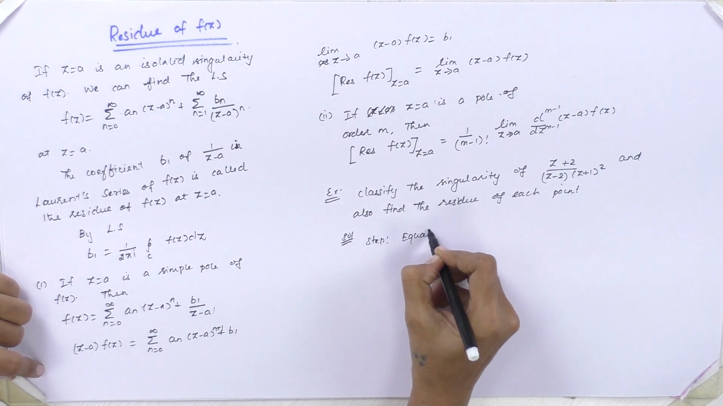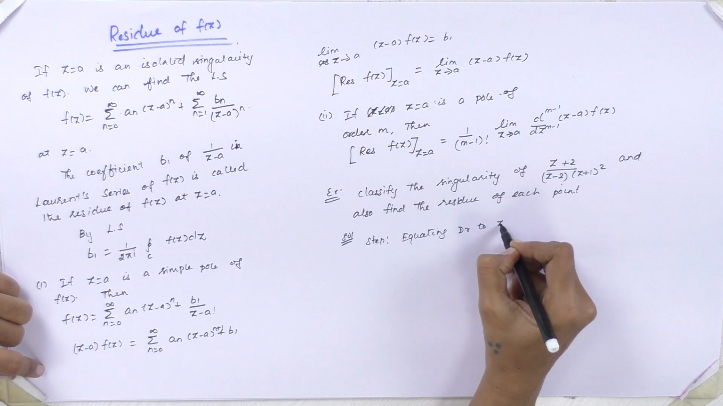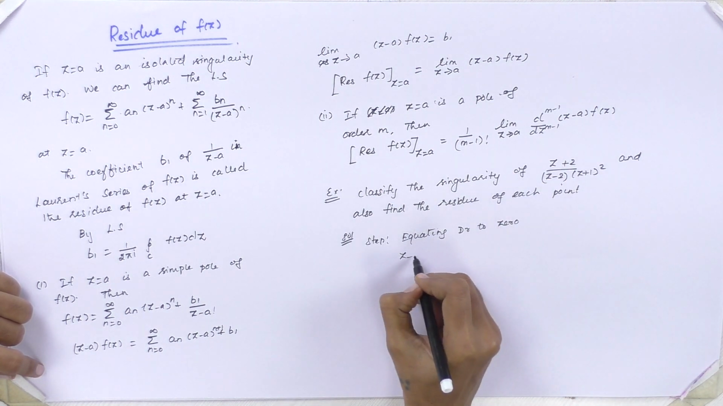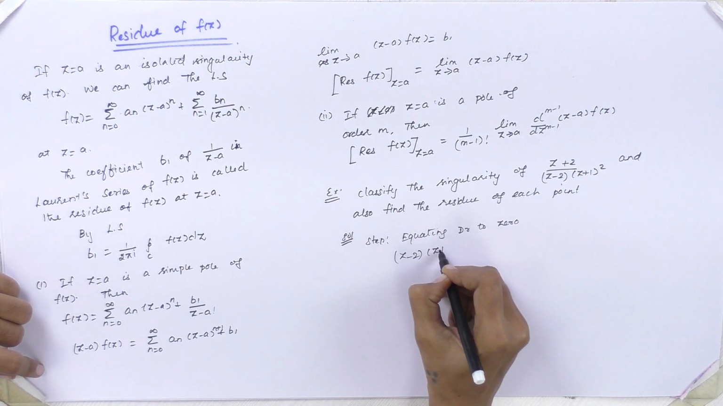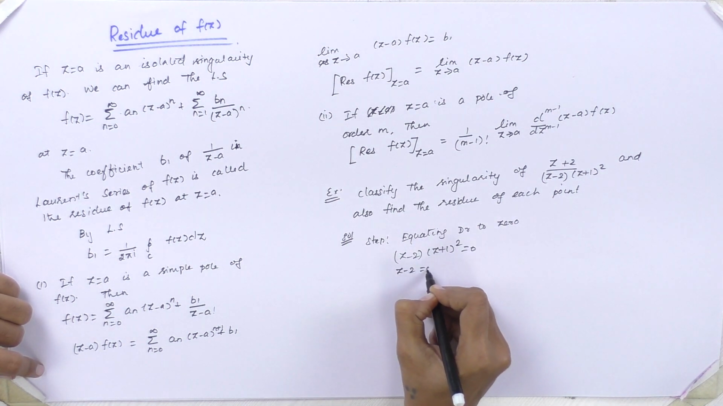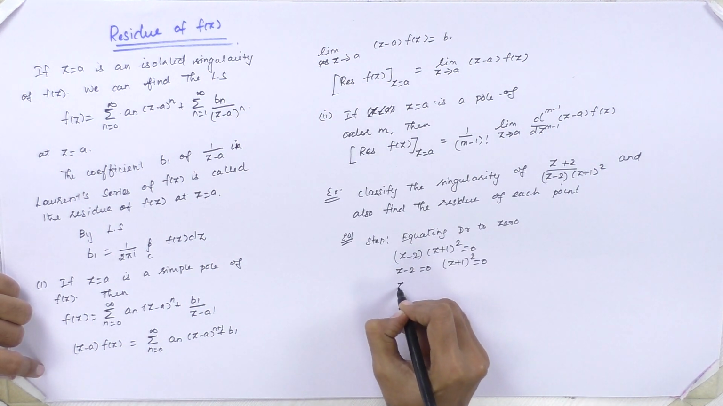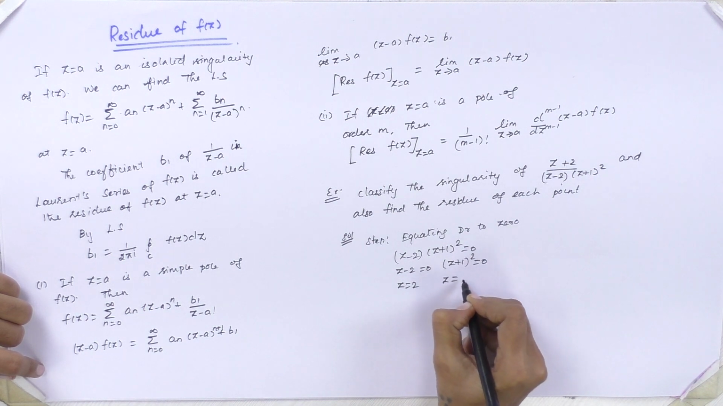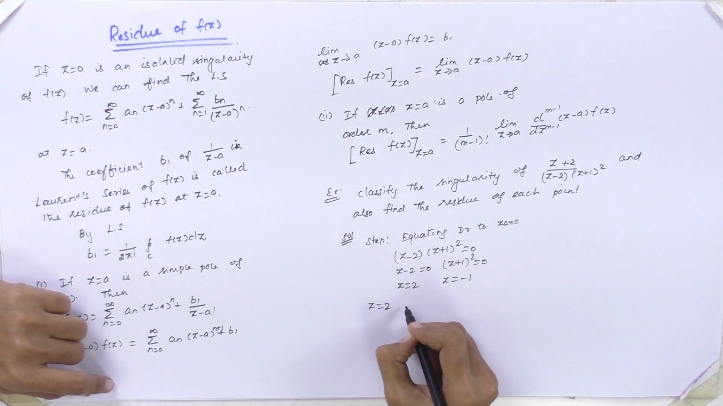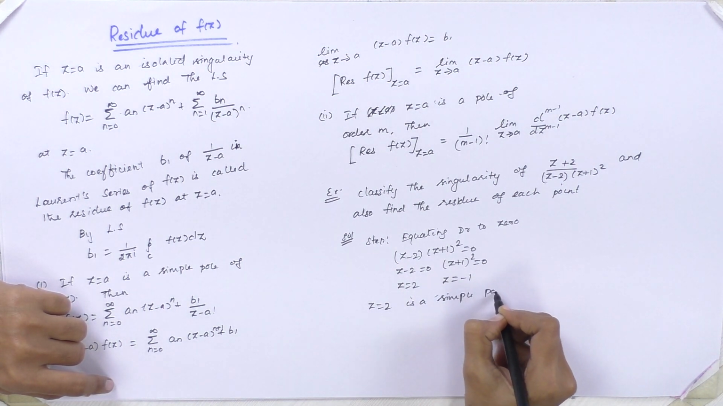equating the denominator of the given function to 0. So here the denominator is z minus 2 into z plus 1 raised to the power 2 equal to 0. Therefore z minus 2 equal to 0 and z plus 1 raised to the power 2 is equal to 0. So z equal to 2 and z equal to minus 1. z equal to 2 is a simple pole.